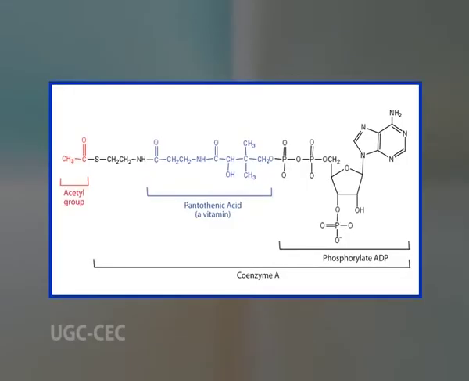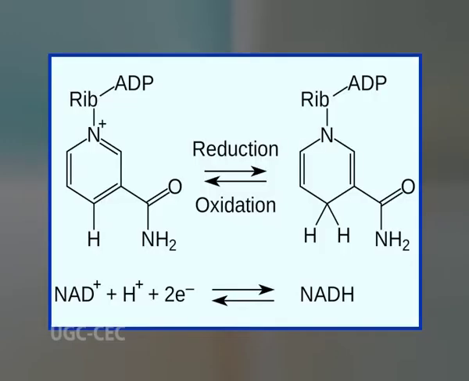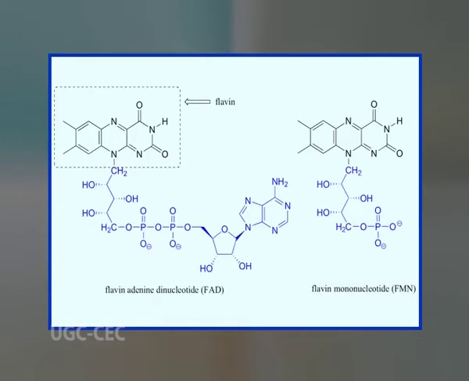Many enzyme cofactors and coenzymes such as coenzyme A, NAD, and FAD contain adenosine as part of their structure. They differ from each other except for the presence of adenosine.